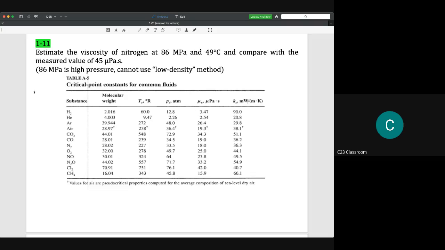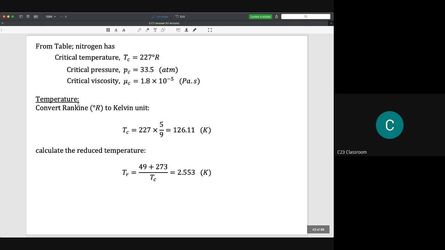So let's say for 1.11 here, estimate the viscosity of nitrogen at 66 megapascal and 49 degrees Celsius and compare with the measured value of 45 micropascal second. Then we have this table from the textbook, and we could solve this by using this idea.